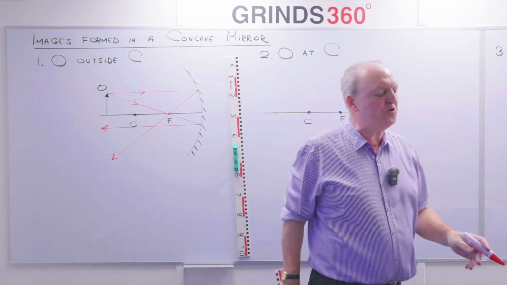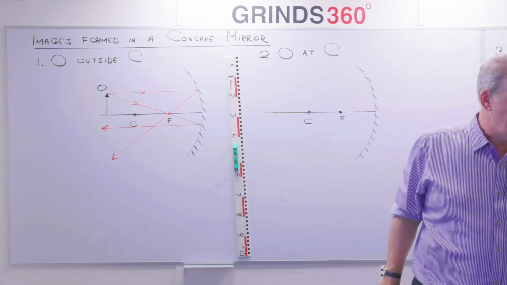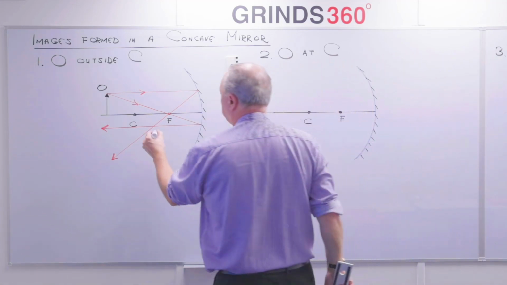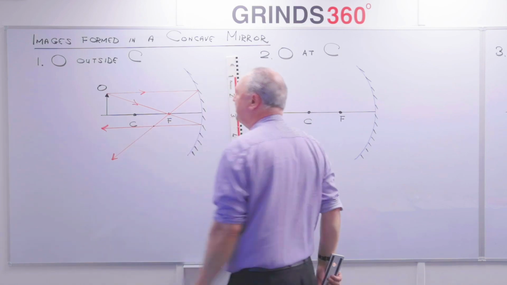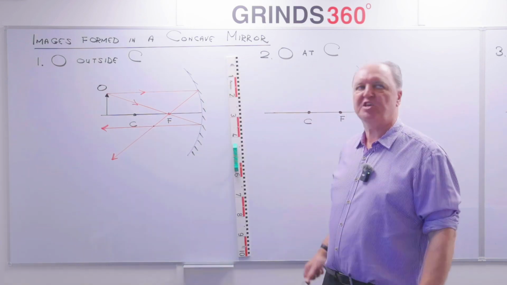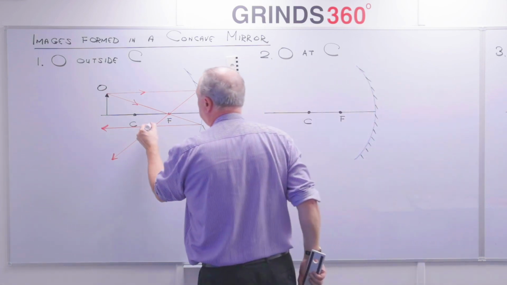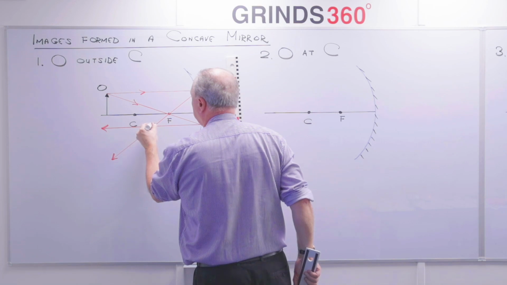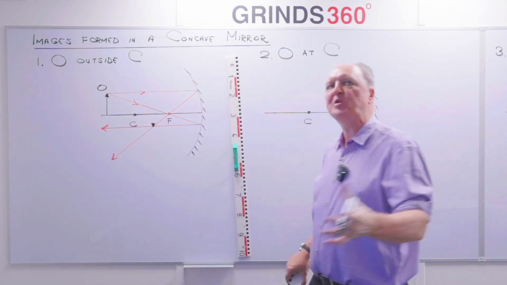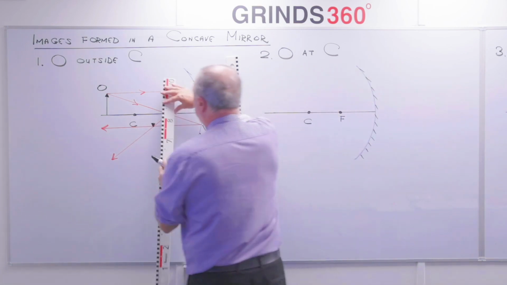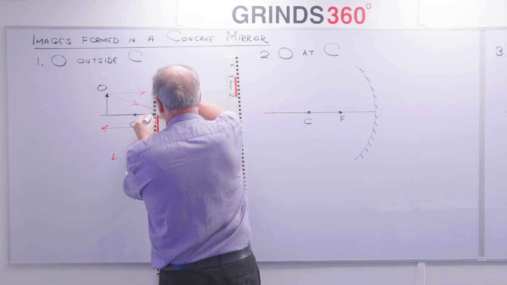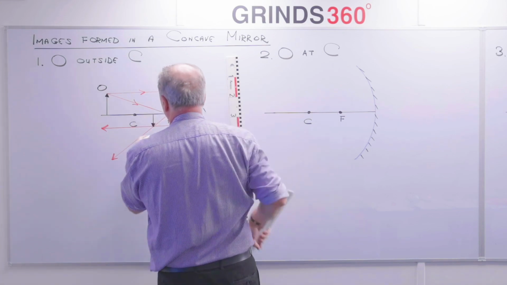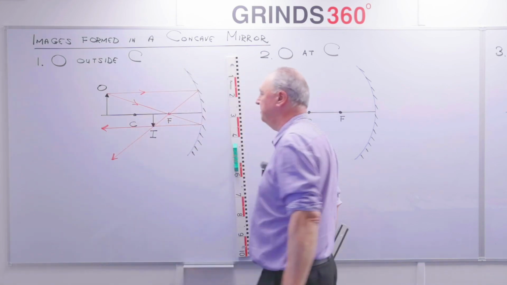Find out where those 2 rays meet. They actually meet here. The tip of the arrow finishes there. It's actually upside down. If I did all the other points, which I'm not going to do, they would finish back here, going back to the principal axis. There's my image, I.